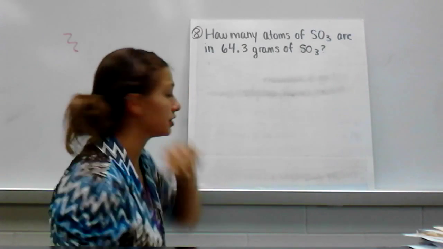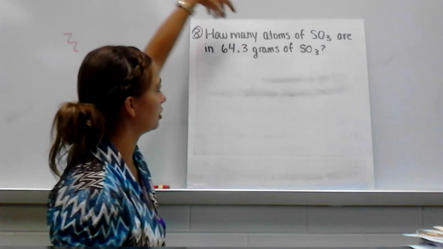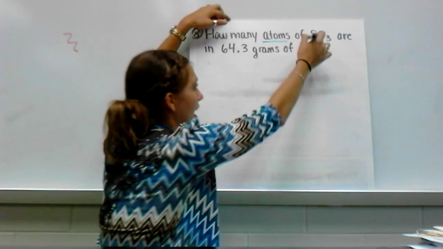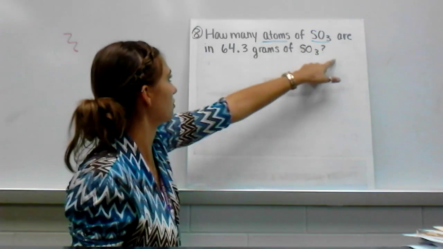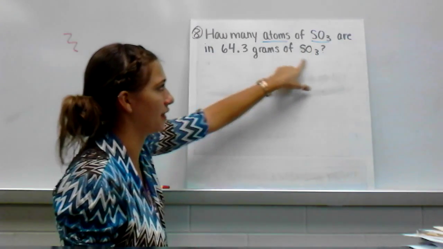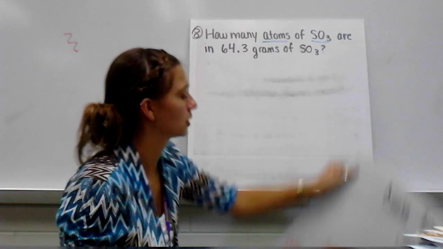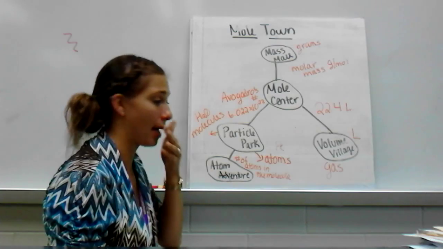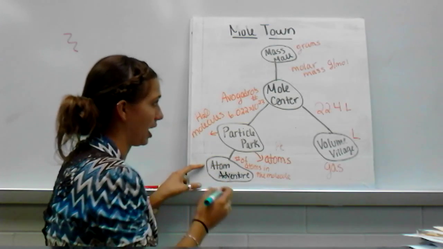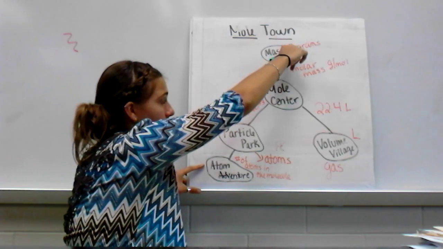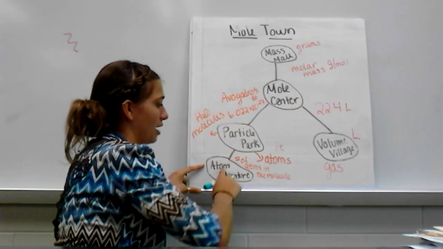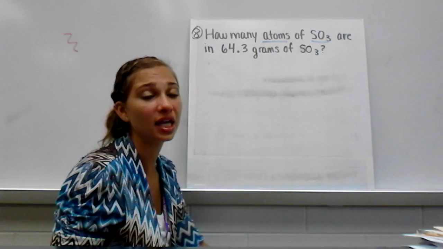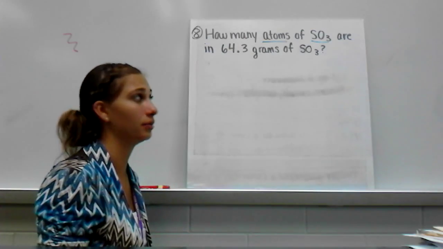Alright, so that's one you're going to do on your own. What I want you to notice is that it says how many atoms of SO3 are in 64.3 grams of SO3. So when we look, we're trying to get to atoms inside of a molecule. That's going to be all the way down here at the bottom, and we're starting at grams. So you're going to have to follow this entire pathway. I'm going to put the answer up and make sure you can get the same answer. If you can't, please come in and see me and I will help you.